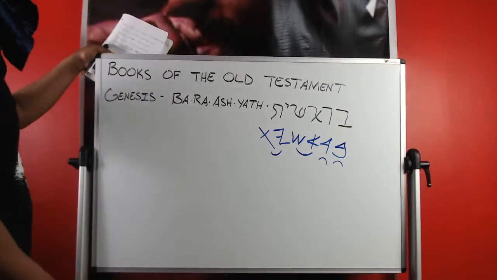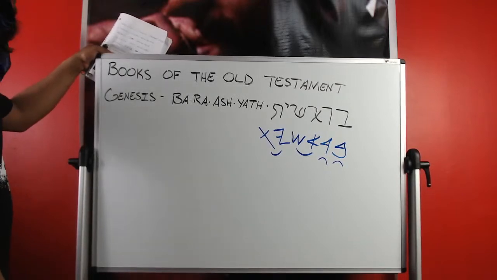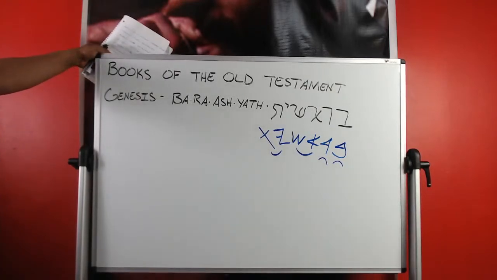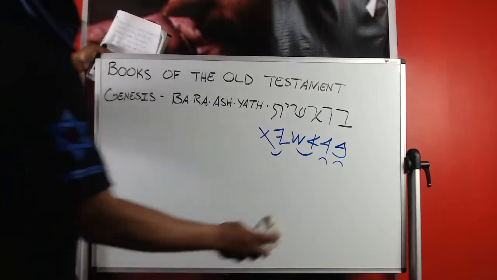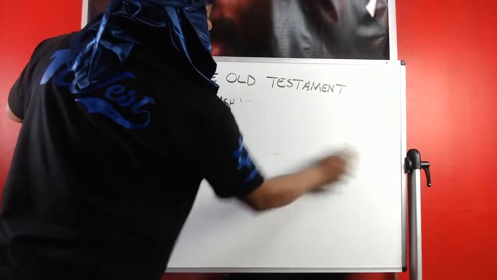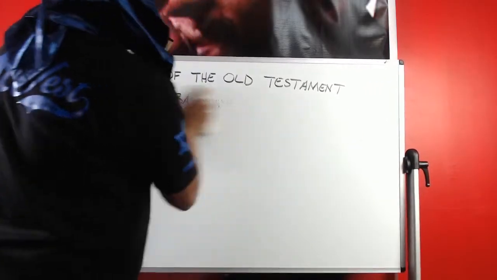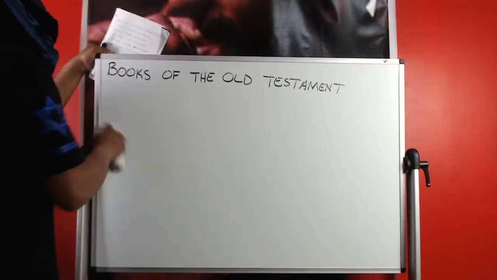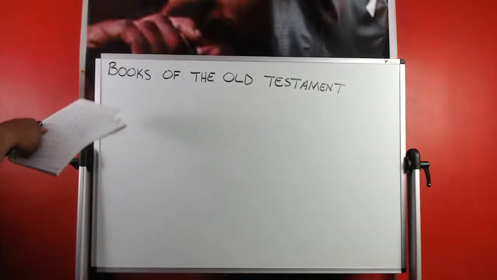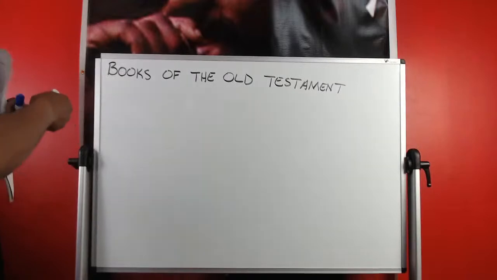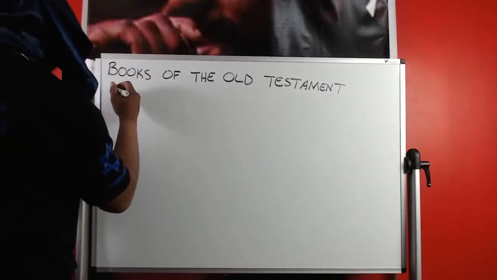All right. So everybody has this. Genesis, Bara-Ashya. Bara-Ashya. All right. Take up too much space on this board. So next is Exodus.